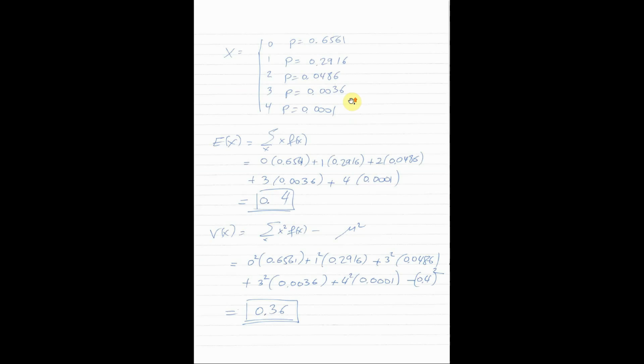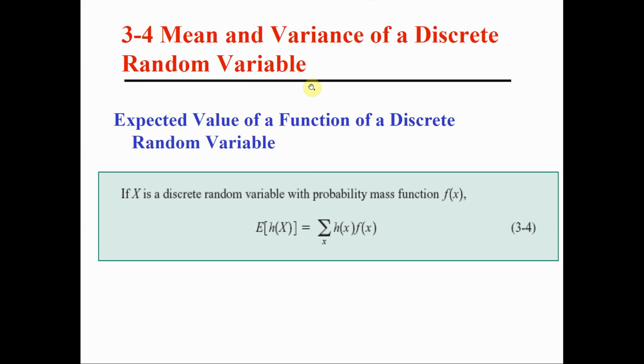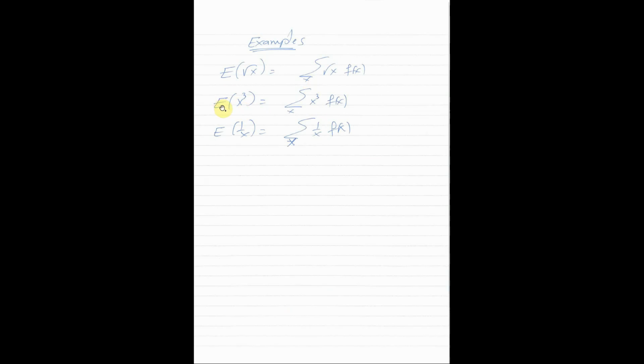Like for this example here, what's the expected of root x? Square root of 0 times the probability plus square root of 1 times probability plus square root of 2 times probability and so on. As another example, what's the expected value of x cubed? Summation over all values of x cubed times f of x. Finally, what's the expected value of 1 over x? What's the expected value of the reciprocal of the variable?